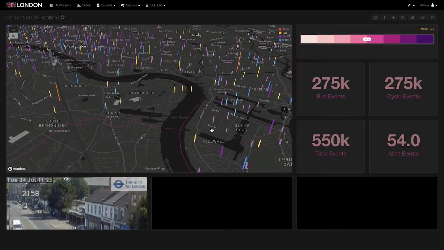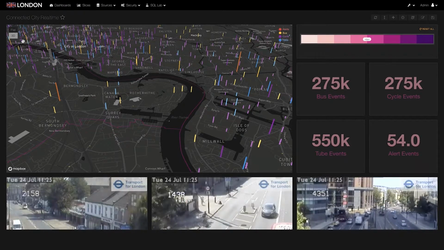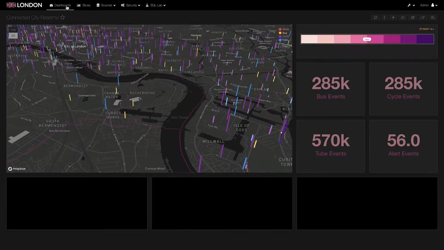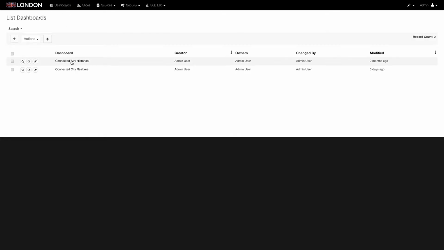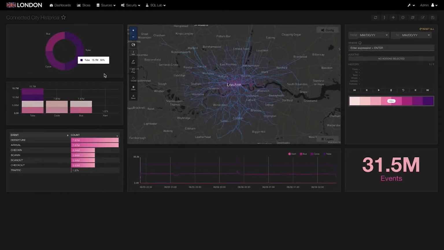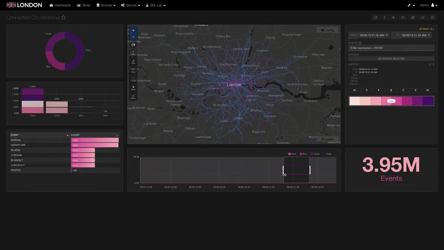But what's more interesting than the real-time data is the historical data. So switching to the historical dashboard allows me to look at a particular point in time by clicking on a timeline, and I'm essentially rewinding a city to see what state London was in terms of transportation at this point in time. And that's pretty cool. Great example from the Connected Cities.